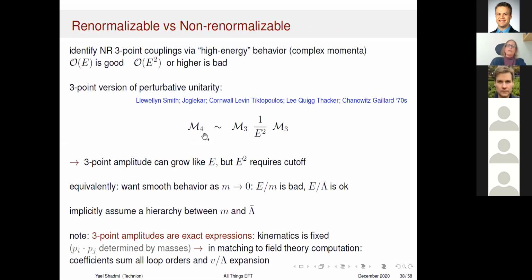So if you think about the 4-point amplitude, it scales like 2 powers of the 3-point amplitude with a propagator that goes like 1 over E squared. So you see that the 3-point amplitude can grow like the energy, but any E squared requires a cutoff. A completely equivalent way to say this is to say that you want a smooth behavior when the mass goes to 0. So E over M is bad, but E over lambda is good. And so implicitly, I'm assuming here some hierarchy between M and lambda, because I'm imagining that I have a good limit and a well-behaved and smooth theory above M and below lambda. One thing I forgot to say is that I'm denoting the scale here by a bar, just to stress that this is the EFT scale in the broken phase.